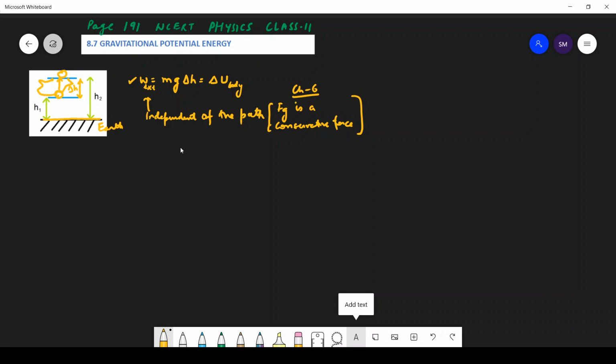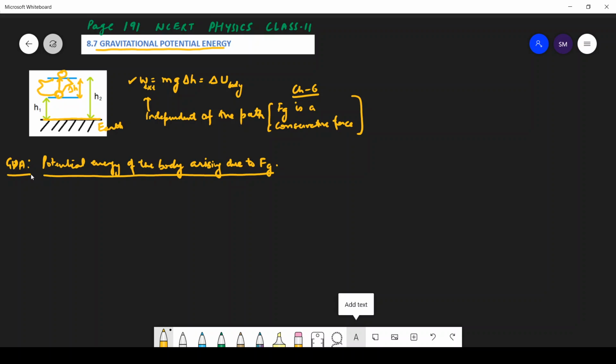So the force of gravity is a conservative force, and we can calculate the potential energy of the body arising out of that force. So the potential energy of the body arising due to gravitational force, that potential energy is the gravitational potential energy. So gravitational potential energy is the potential energy of the body which has arisen due to the gravitational force.